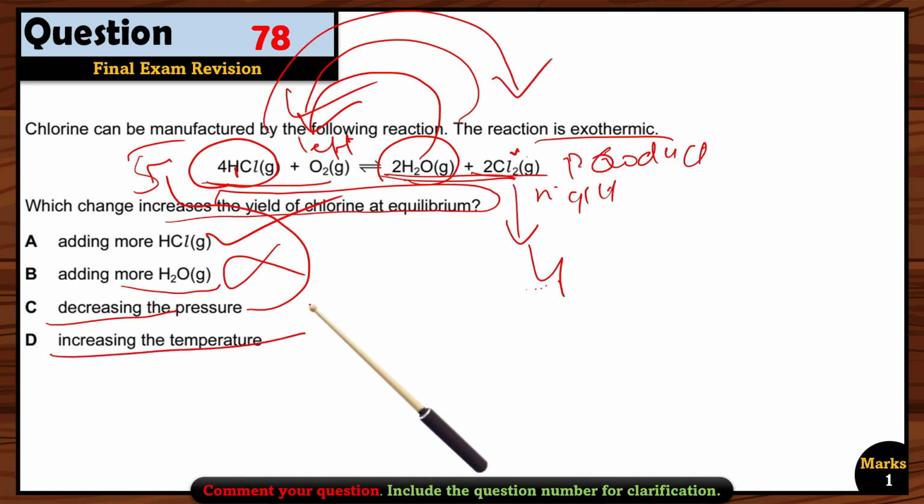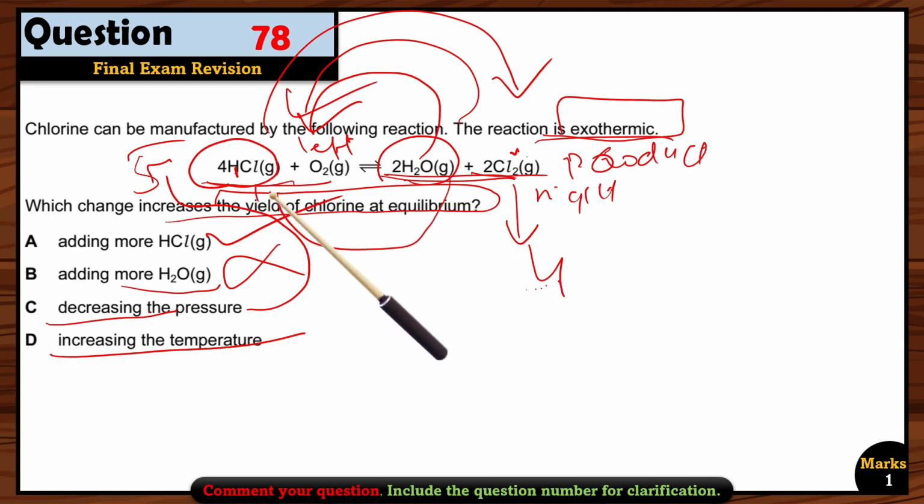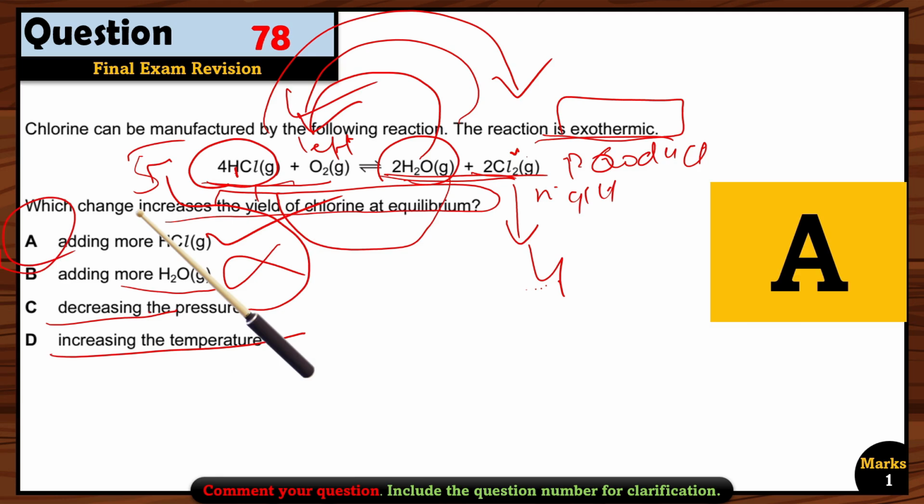Okay, increasing the temperature always favors the endothermic reaction, but this reaction is exothermic, so it will not favor this reaction. It will favor again the left hand side. So that's why only option A is the right option. We have to add more HCl so we can get more chlorine in our product.